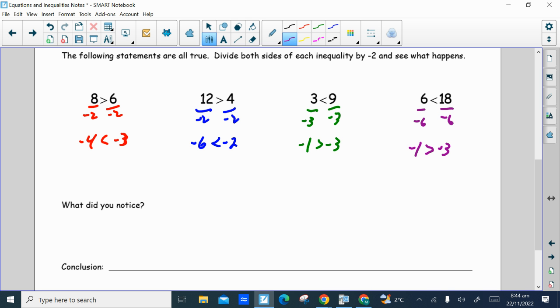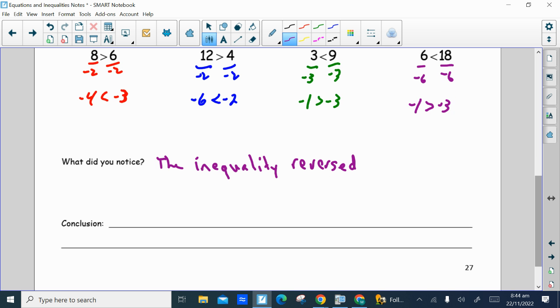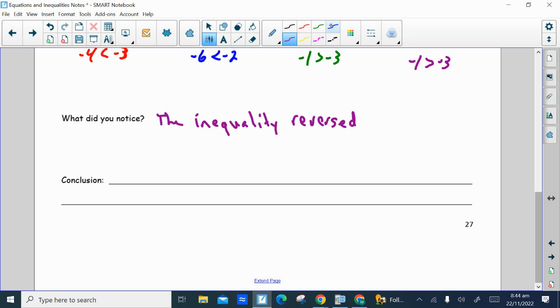So in each case, what we notice is that the inequality reversed. Meaning it changed its direction. And so what is our conclusion? Our conclusion is that when an inequality is either multiplied or divided by a negative value, the inequality will reverse.